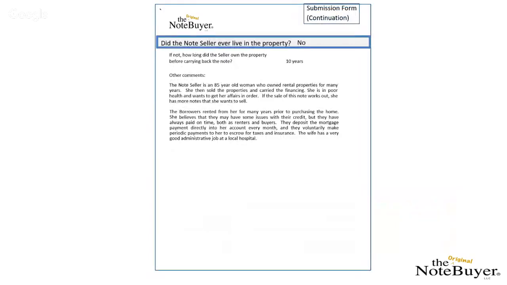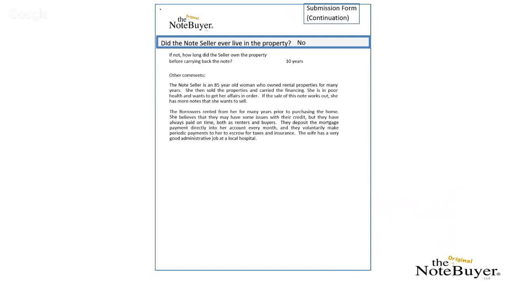Okay, continuing on, we want to know if the note seller ever lived in the property. Why is that important? Well, I like to know if I'm dealing with a mom and pop. Because if they did live in the property, there's a pretty good chance that they qualify for the one-time exclusion to Dodd-Frank, where you can do one note deal in any 12-month period.